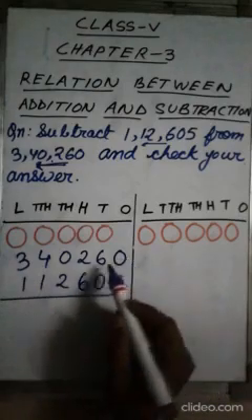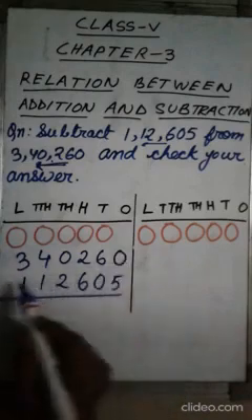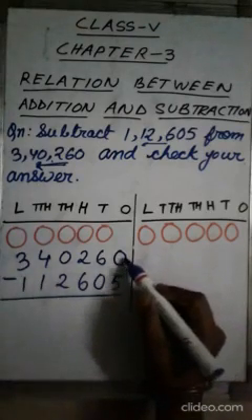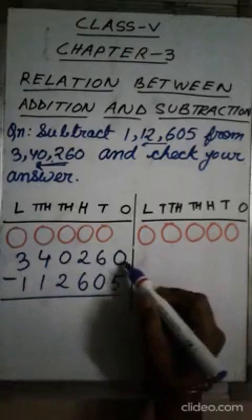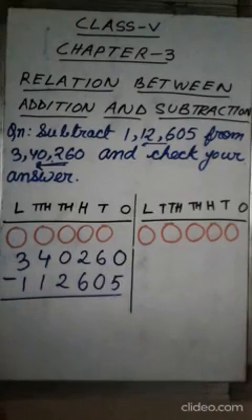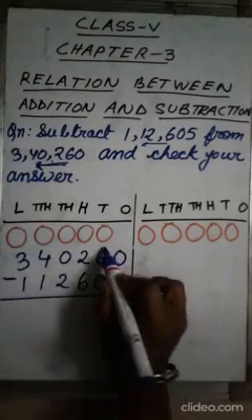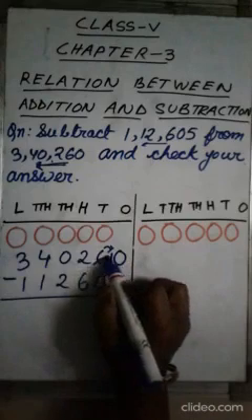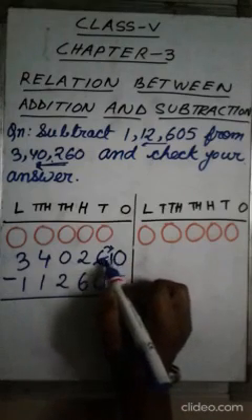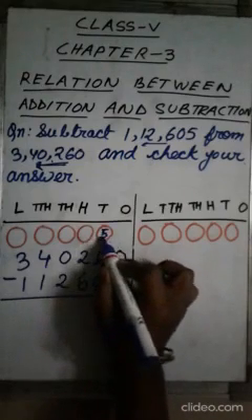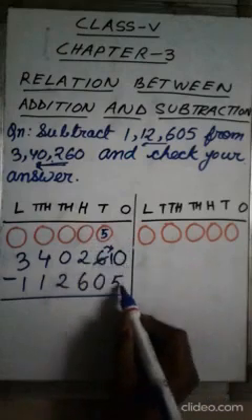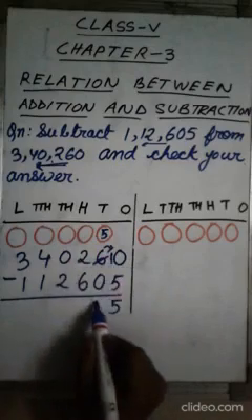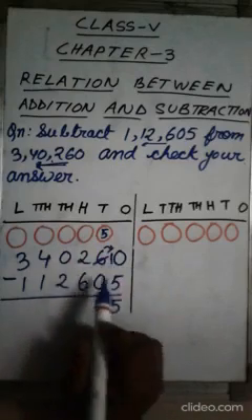Now we shall subtract this number from this. 0 is less than 5, so we cannot subtract 5 from 0. So what do I have to do? I have to take 1 from 6 so that it becomes 10, and after taking 1 from 6 it will become 5. So 10 minus 5 is 5. Now 5 minus 0 is 5.